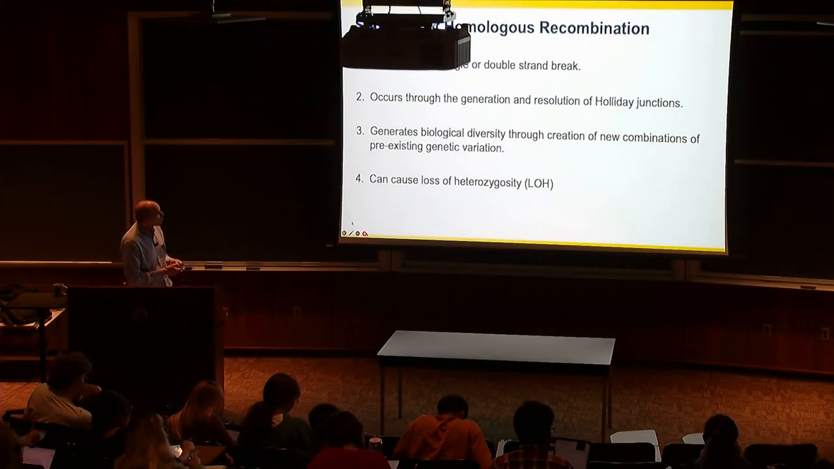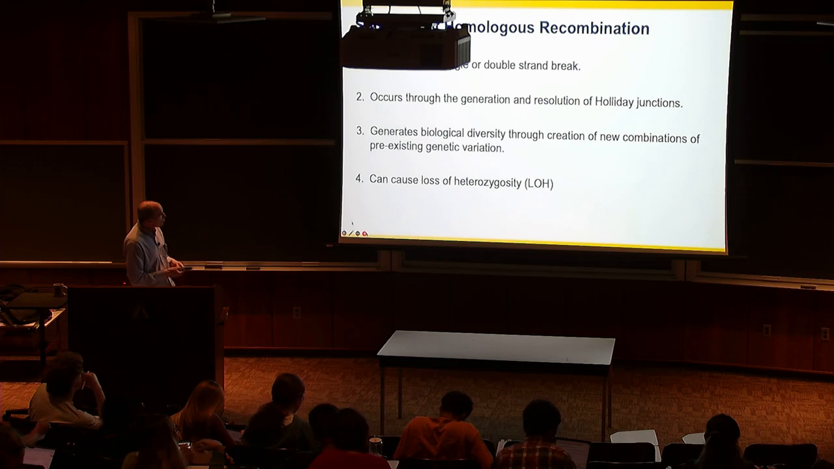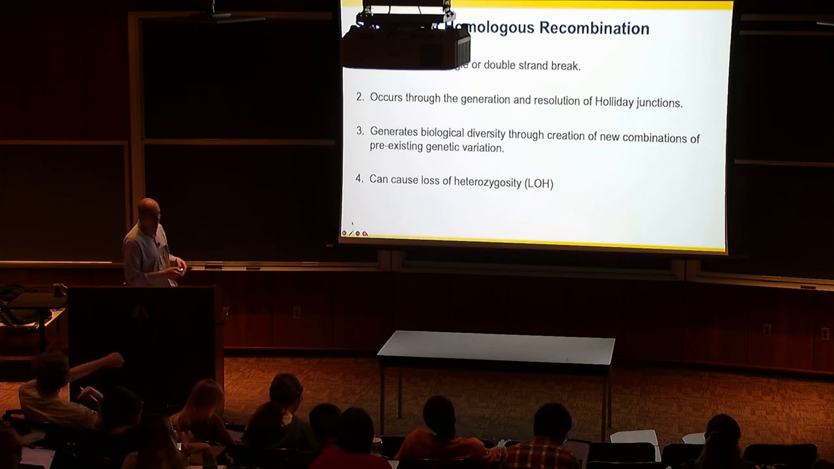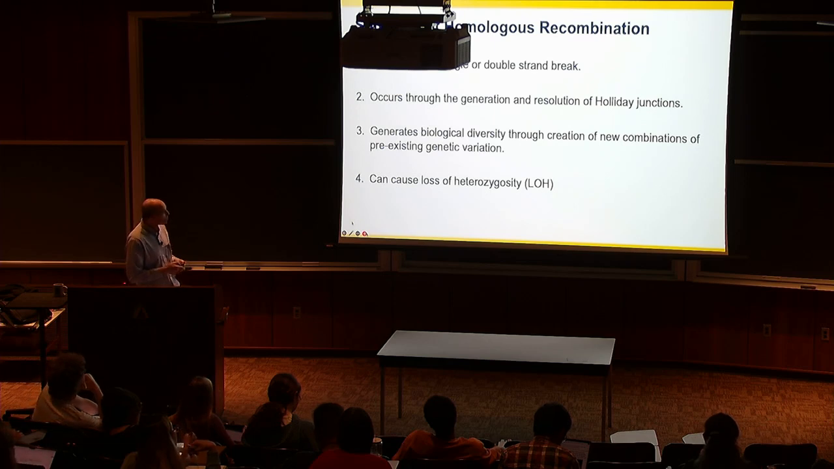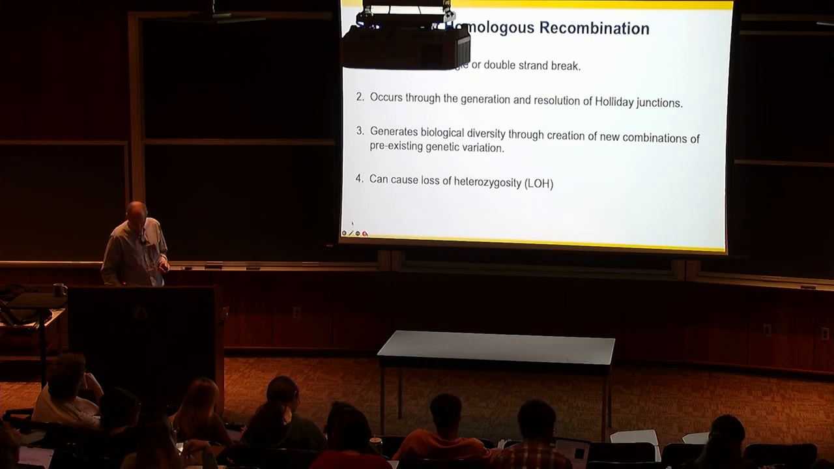Okay, so just a little summary here of homologous recombination. It's initiated from single-strand or double-strand breaks, occurs through the generation and resolution of Holliday junctions, generates diversity through the creation of new combinations of pre-existing genetic variation, like meiotic recombination in us, and can cause loss of heterozygosity in somatic cells, and as a result, cancer.